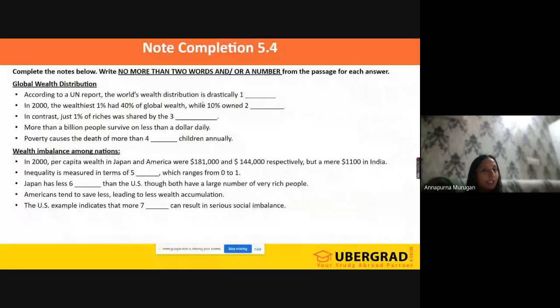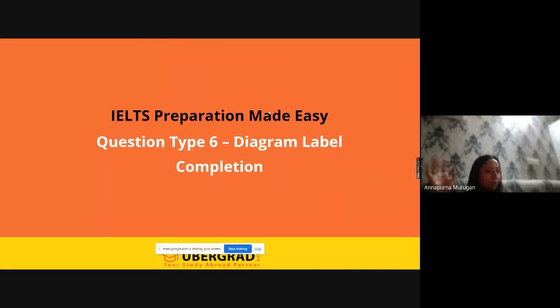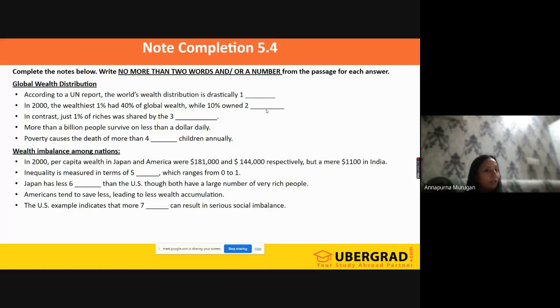So if you see here, 10% owned 85% of the world's wealth. So therefore, what should it be? It should be 85%. I hope those who have got it, yes, it is in the fourth line. Very good. You people are showing me the location also. Very nice. Very good. So that's the thing.